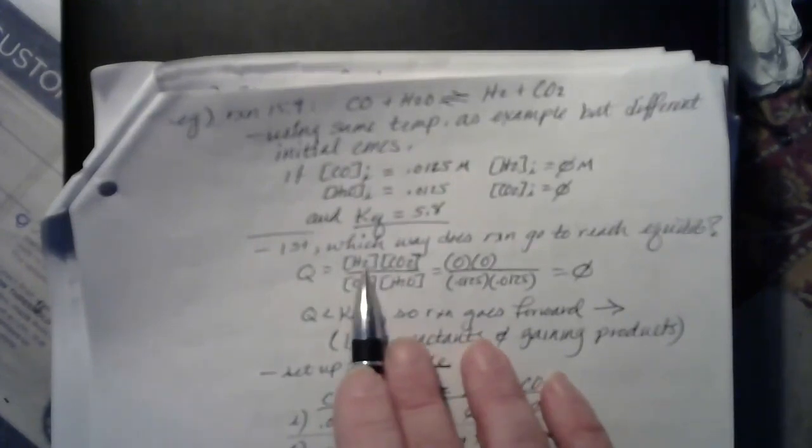That's set up exactly the same as you would set up the equilibrium constant expression, except you don't know whether the concentrations are at equilibrium or not. So the initial concentrations of H2 and CO2 are both 0, and CO and H2O are both 0.0125, and obviously the numerator is 0. That means Q is less than KEQ, because remember KEQ is 5.8. Since Q is less than KEQ, the reaction goes to the right, or forward, so that you'll lose reactants and gain products. That will eventually bring the value of Q up to 5.8, and then you'll be at equilibrium.